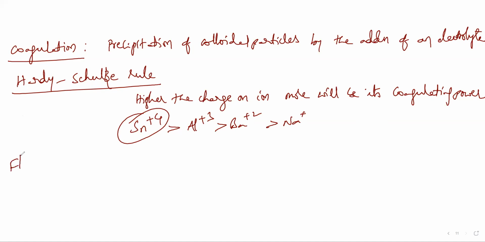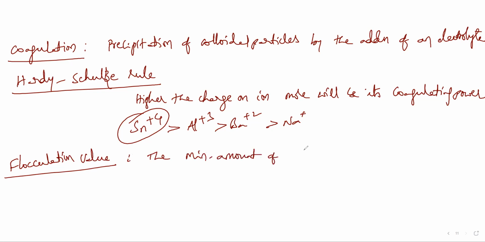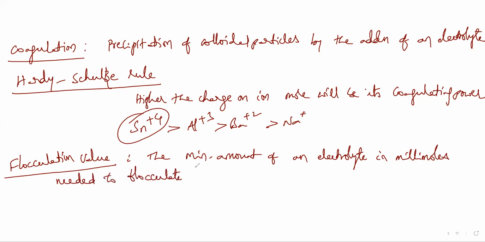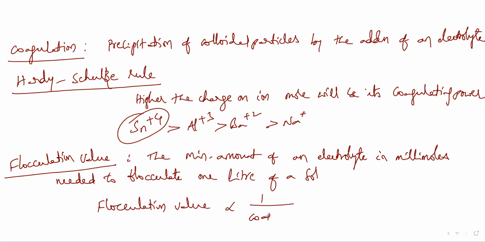Next one, flocculation value or coagulation value. What is flocculation value? The minimum amount of an electrolyte in millimoles needed to flocculate 1 liter of a sol, meaning colloidal solution, is known as flocculation value. So flocculation value is inversely proportional to coagulation power.